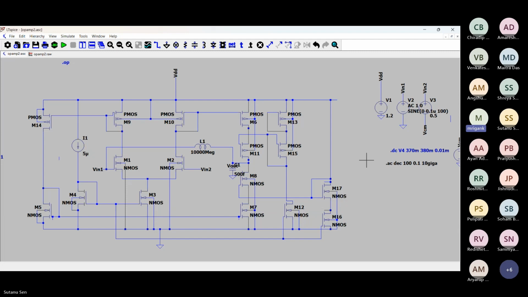This is just a trick for establishing a DC point in the open circuit case, because generally the op-amp will not be operated in open circuit, it will always be in feedback. In the feedback case, this DC will automatically come. But for the open circuit case, when you have to do the open loop analysis, in advanced tools like Cadence, there are ways in which it can be done.